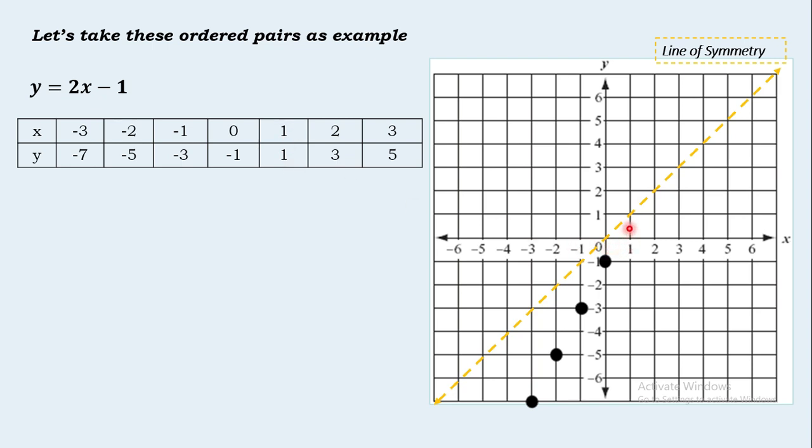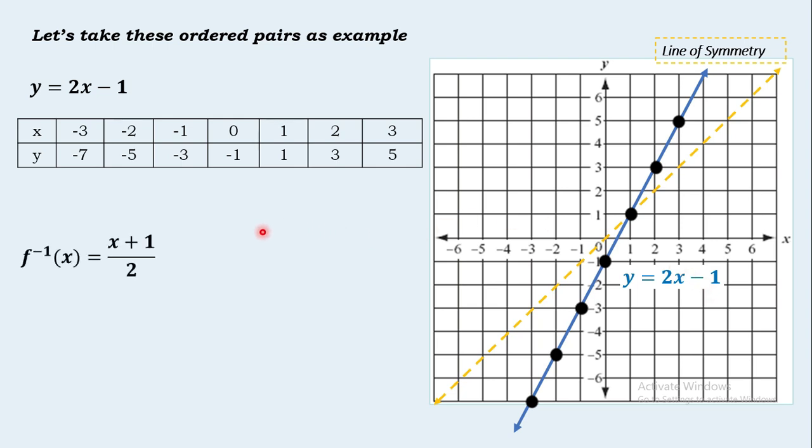So x is 1, y is 1. This is our point. x is 2 and y is 3. This is our point. And lastly, we have 3 and 5. This is our point. Again, since this is a linear function, the graph of a linear function is a straight line. These are the points given these ordered pairs in the table of values. Now, if we connect each point, we have this graph. Again, this is now the graph of the original function y equals 2x minus 1.